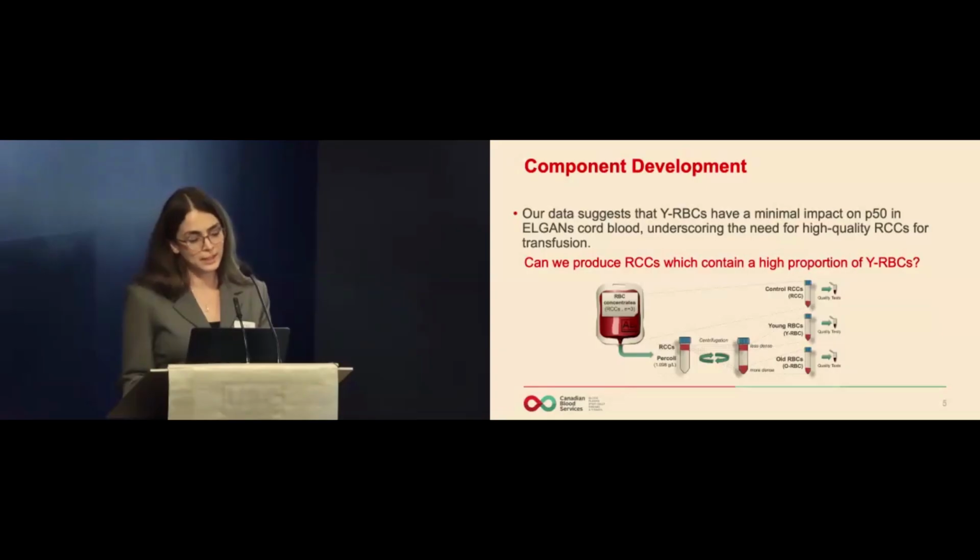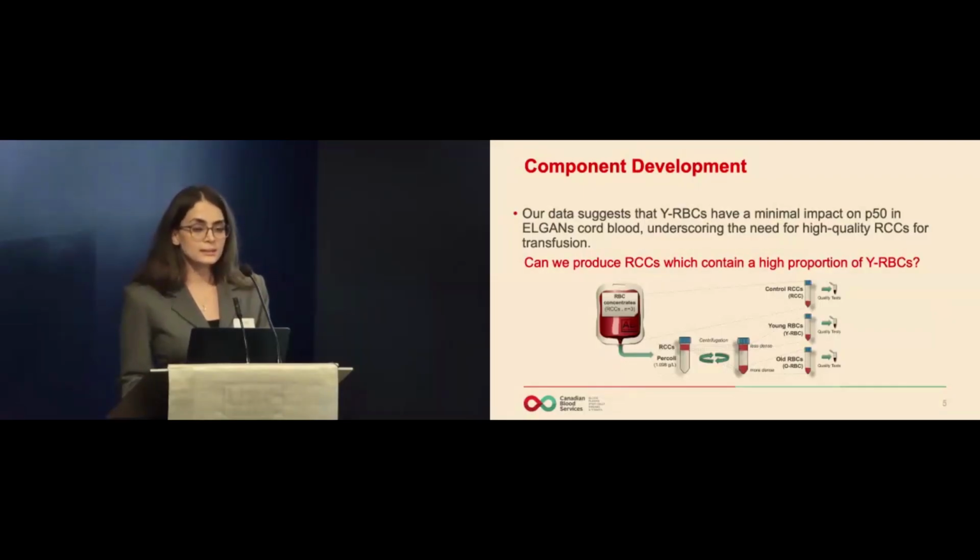So this question comes up: can we produce red cells which contain a high proportion of young red blood cells? And the short answer is yes. But the method that we used for the research that I shared with you was the Percoll method. In this method, we layered the red blood cells with Percoll, and then we centrifuged. Since young red blood cells have lower density, they were on the top. In the middle, we had Percoll, and at the bottom of the tube, we had old red blood cells.